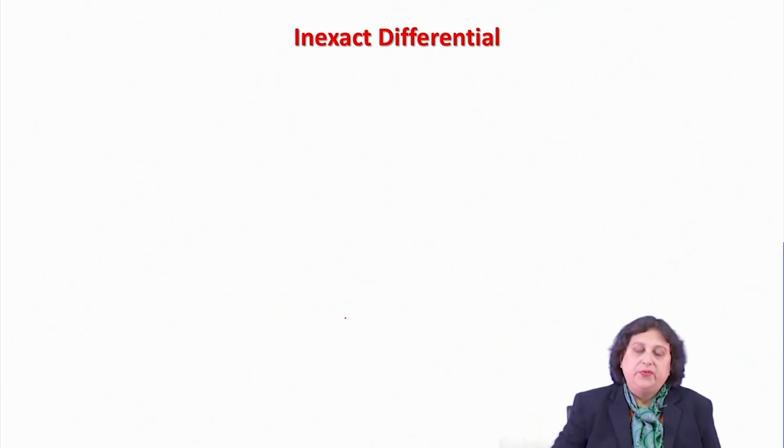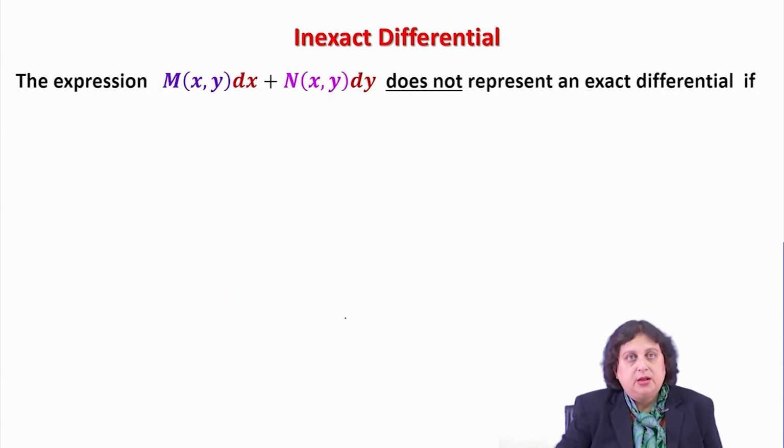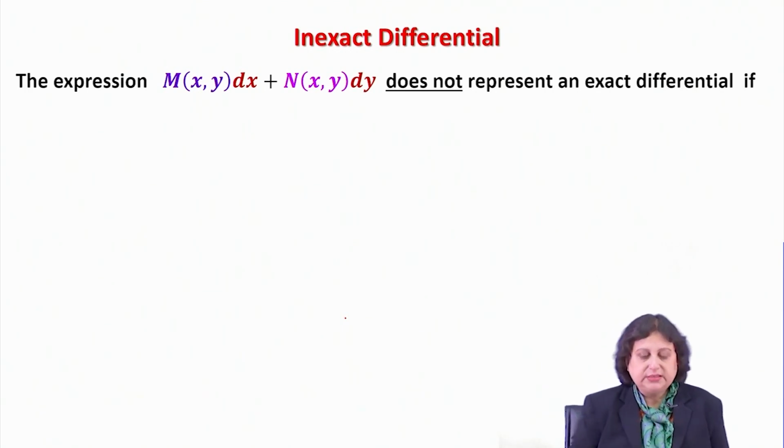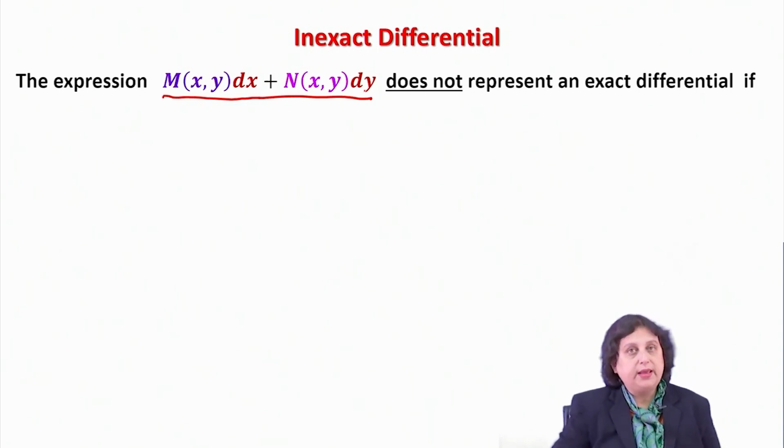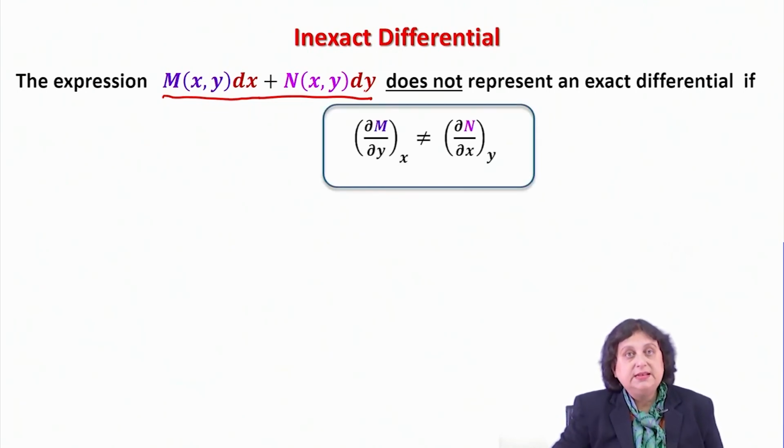This is pretty simple. And in this background, we come back to the question of an inexact differential. Now, what is an inexact differential? If you have a differential which is of this form, m(x, y) dx plus n(x, y) dy, it is not representative of an exact differential if it so happens that del m del y at constant x is not equal to del n del x at constant y. So let us take an example and see how this happens.